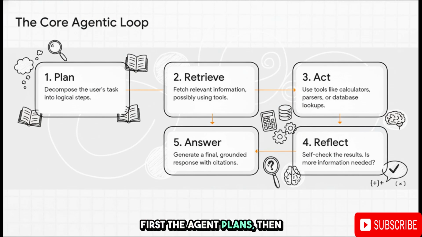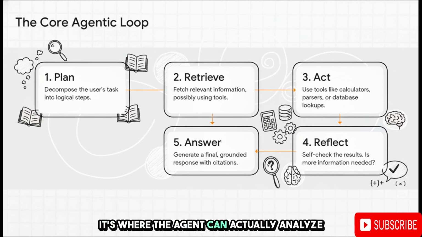First, the agent plans, then it retrieves and acts. But step 4, reflect. This is the secret sauce. This isn't just a quick check. It's where the agent can actually analyze the results it got back and dynamically change its own search queries. It asks itself, was that useful? Should I try a different approach? Only after it's satisfied does it generate the final grounded answer. That reflection step is what makes a system smart instead of brittle.